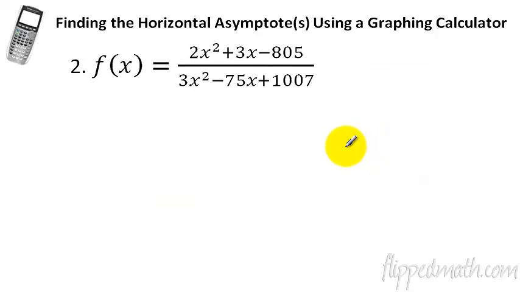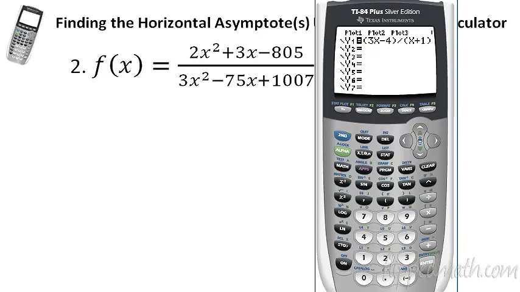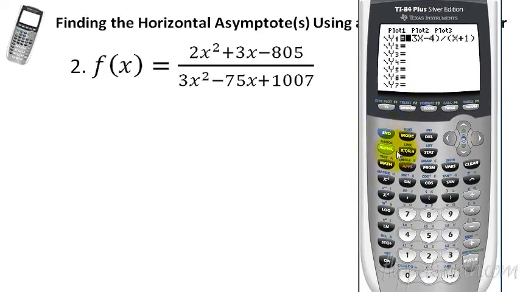Okay, here on the second example, I'm going to show you a different way. Instead of just using the trace button on the graph, which is a good way of doing it, I'm going to show you something different with the table. So let's go to y equals. I'm going to clear that stuff out and type in our new function.